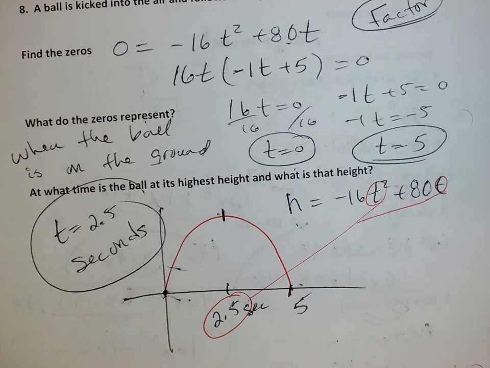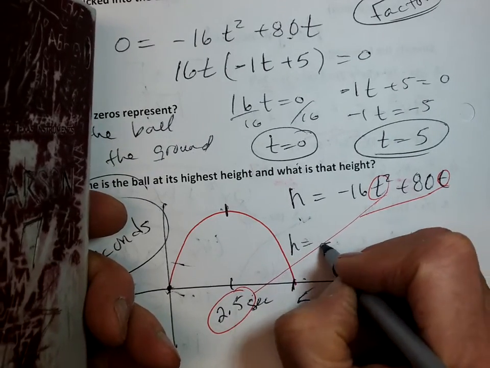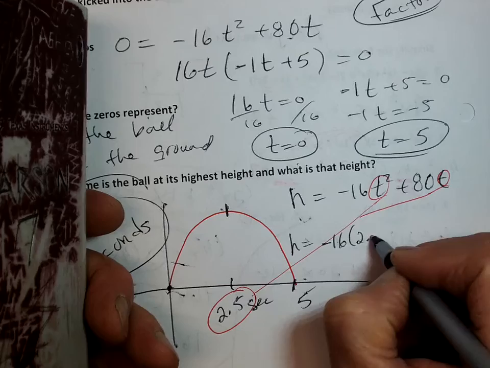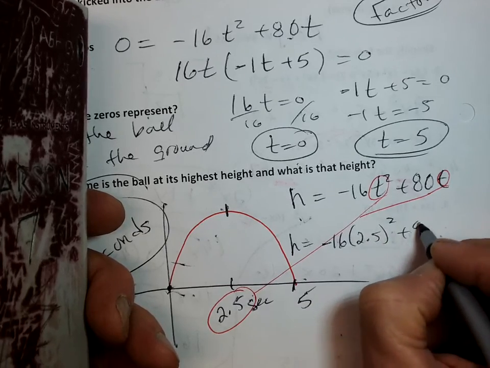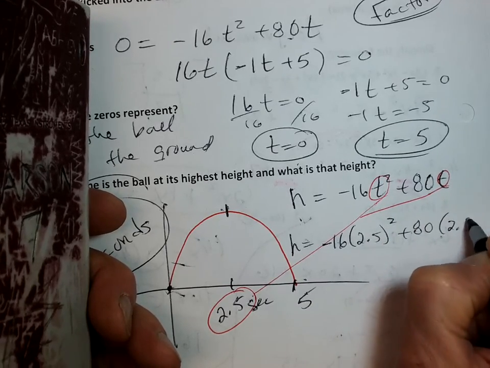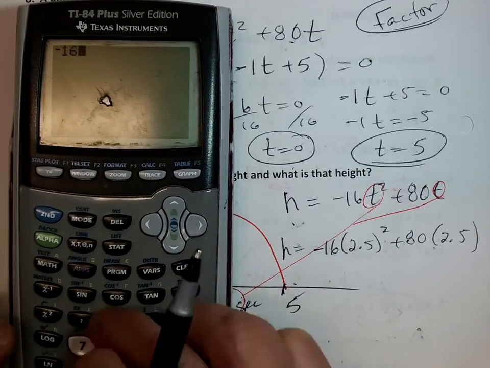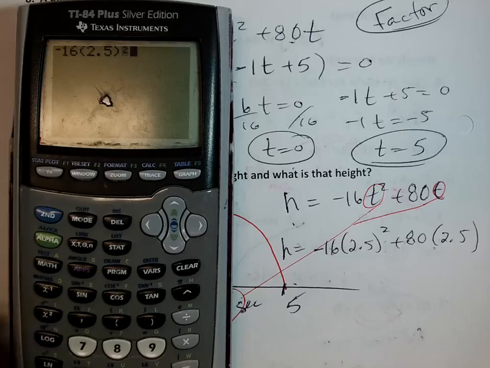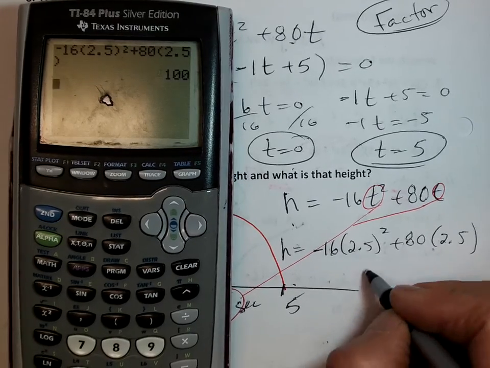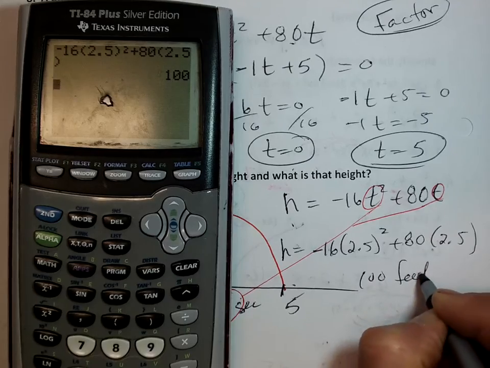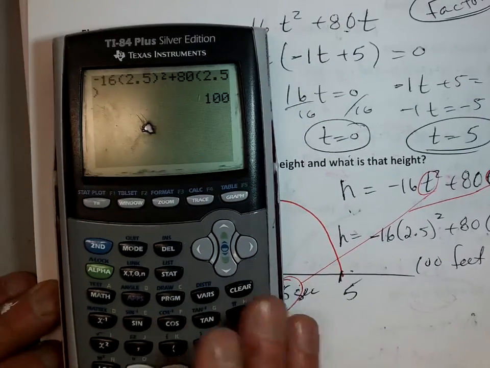Anybody have a good calculator? Oh, I've got one. Never mind. So I'm going to go h equals negative 16 times 2.5 squared plus 80 times 2.5. And I'm just going to use my calculator. Negative 16 times 2.5 squared plus 80 times my 2.5, and I get 100 feet. Okay, you guys see what I did?